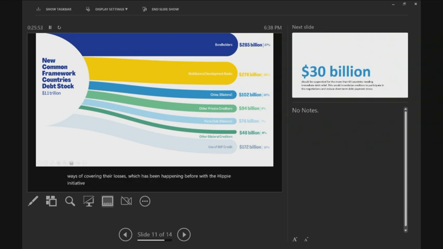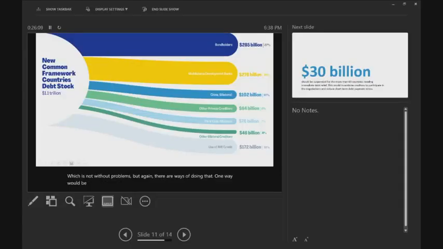And there are different ways of covering their losses, which has been happening before with the HIPC initiative. We've had gold sales. The IMF has a large chunk of gold lying around that could be used. There's also a use for SDRs, which is not without problems, but there are ways of doing that. One way, instead of formal rechanneling of SDRs, which hasn't been working very well, would be to have the World Bank, for example, issue perpetual SDR-linked bonds, which would open an avenue for central banks to invest in those, and that would still have a reserve character, so it would not be the usual on-lending.